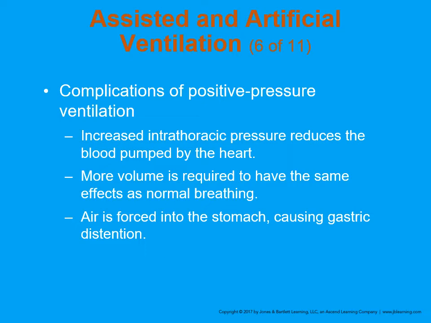Complications of positive pressure ventilation. It's going to increase your intrathoracic pressure, causing compression of the vena cava and reducing the blood return to the heart, which in turn reduces the amount of blood pumped by the heart. More volume is required to have the same effects as normal breathing, which pushes the airway walls out of their normal anatomic shape. And air is forced into the stomach, causing gastric distension that could result in vomiting and aspiration. The EMT must regulate the rate and volume of artificial ventilation to help prevent the drop in cardiac output.